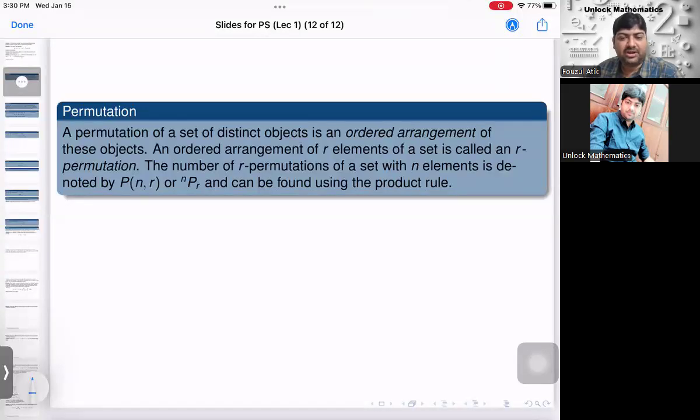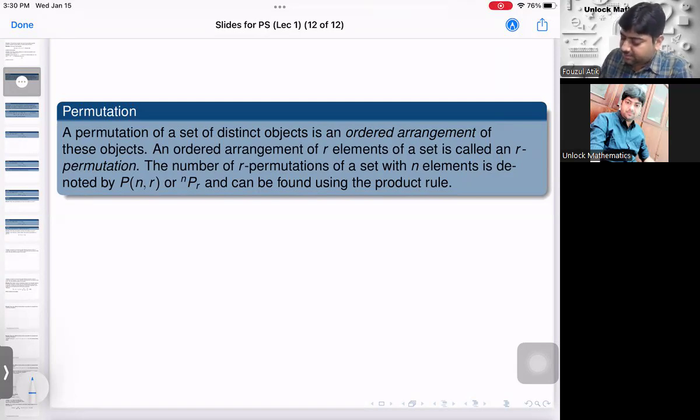An ordered arrangement of r elements of a set is called an r-permutation. The number of r-permutations of a set with n elements is denoted by P(n, r) or nPr. And this can be found using the basic principle of counting or the product rule.